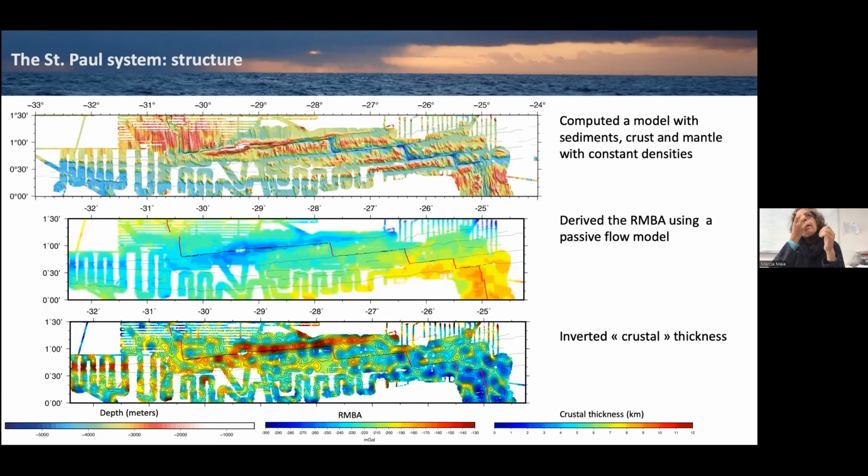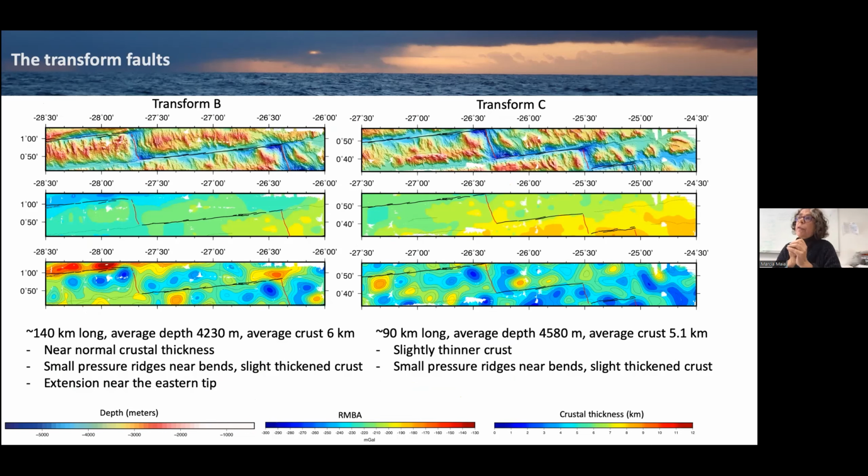So if we go now to the structure of St. Paul, to do that, we used gravity, and we computed the classical residual Mantle-Bouguer anomaly, and we inverted to get crustal thicknesses. And now we are going to detail the transforms and then the intra-transform segments.